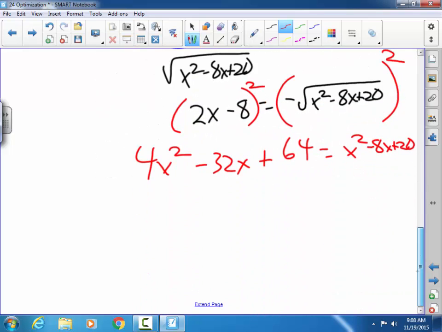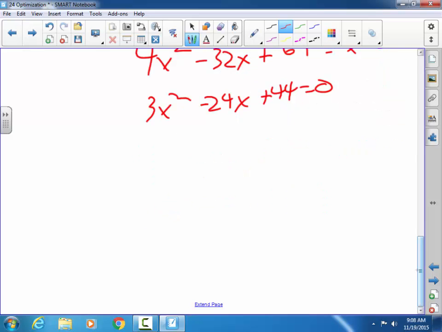You with me? So just stay with me. Let's finish this thing off here. We're going to get 3x squared minus 24x. I'm taking these things over. Subtract. Plus 44 equals 0. I would not think that that's going to factor at all.